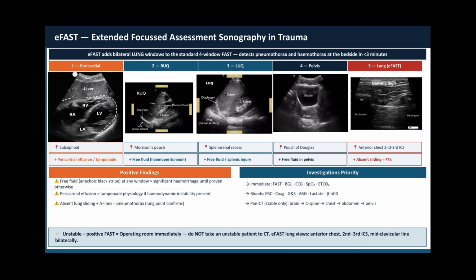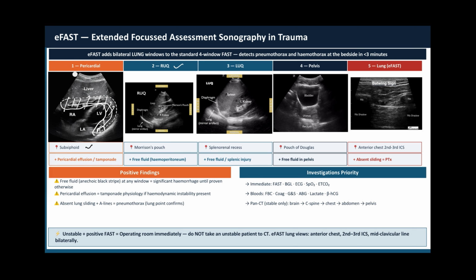Okay, so the first one is the pericardial view. In the pericardial view, you need to place the probe on the subxiphoid area. So here what you're going to see is the heart: right atrium, right ventricle, left atrium, and left ventricle shown over here. Basically, you need to look for pericardial effusion or cardiac tamponade. If there is pericardial effusion, you would see it like this. The heart would be pushed over here, and you would see the darkish colored fluid shown against the white color over here.